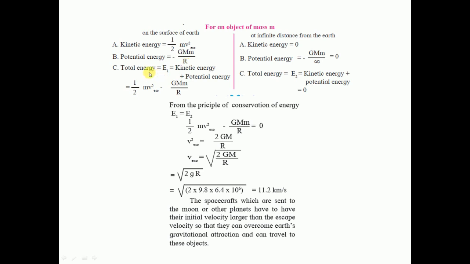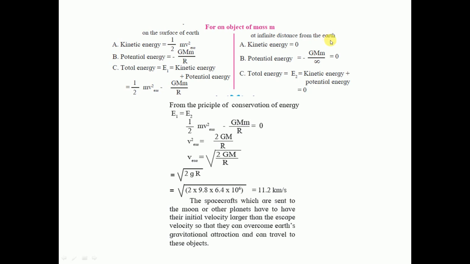So the total energy will be kinetic plus potential, that is half mv square. Here it is minus, plus minus will become minus, then GMm upon r. So basically this is the total energy of the object present on the surface of the Earth. Now for the object present at an infinite distance from the Earth.